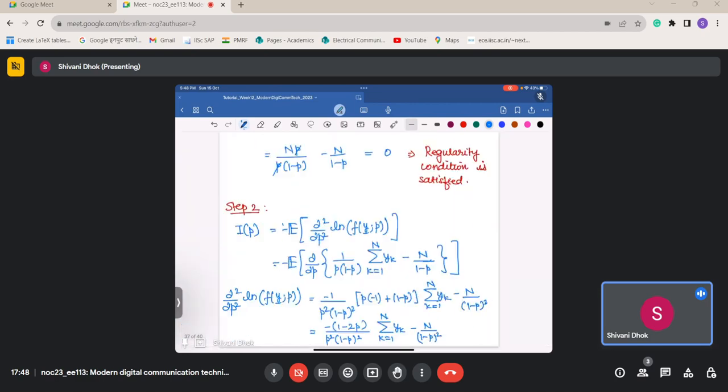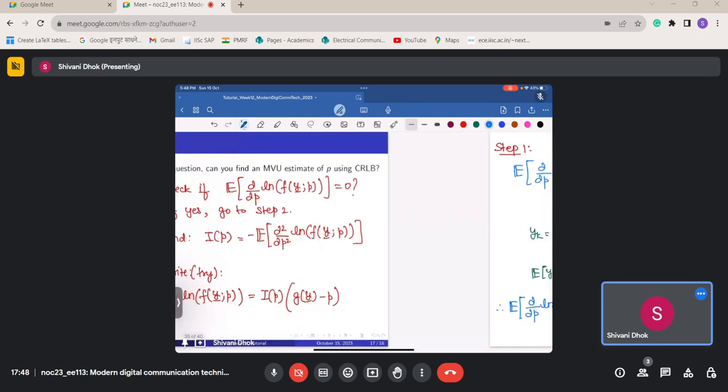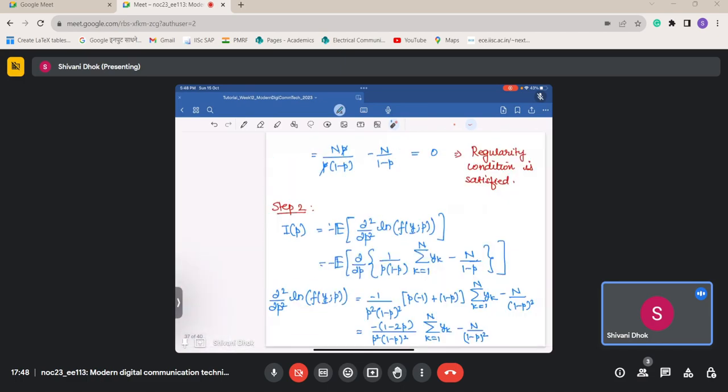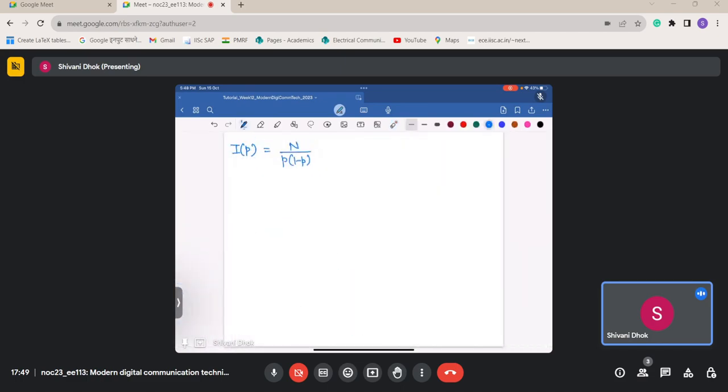So this is the second step that we needed to complete. Now we have this Fisher information matrix, that is IP. Now what we need to do is try to write this first derivative of the log likelihood function in this particular standard format. So let us try to do that. So now what we have is our step 3.